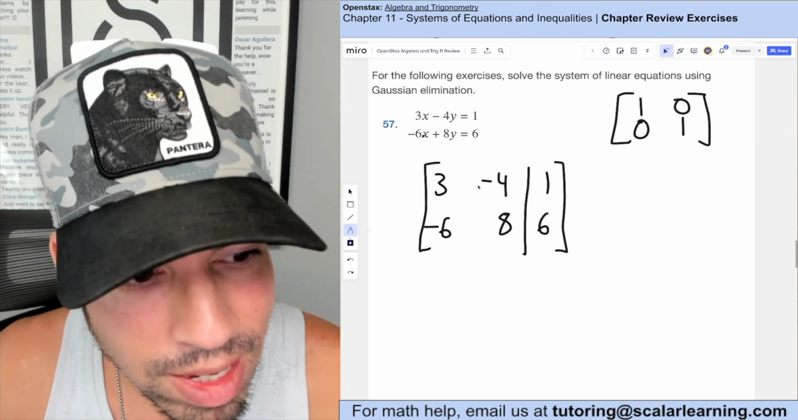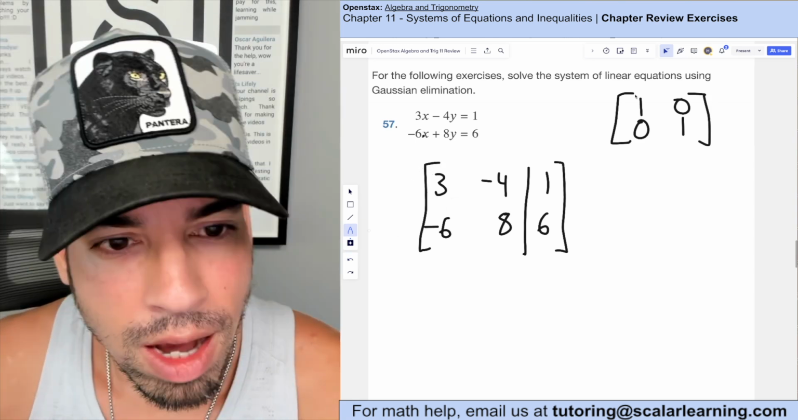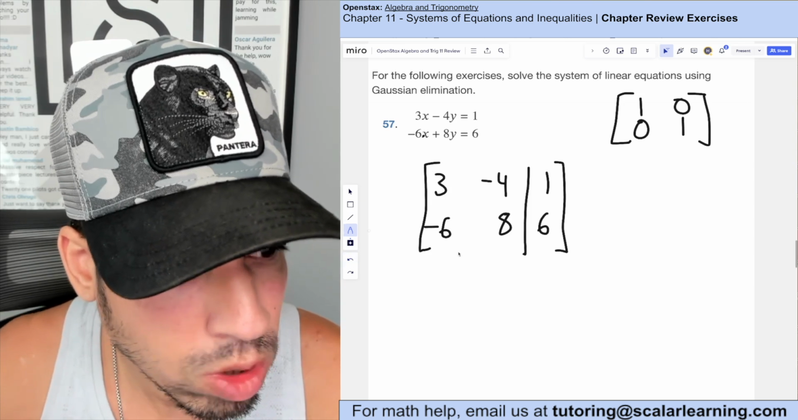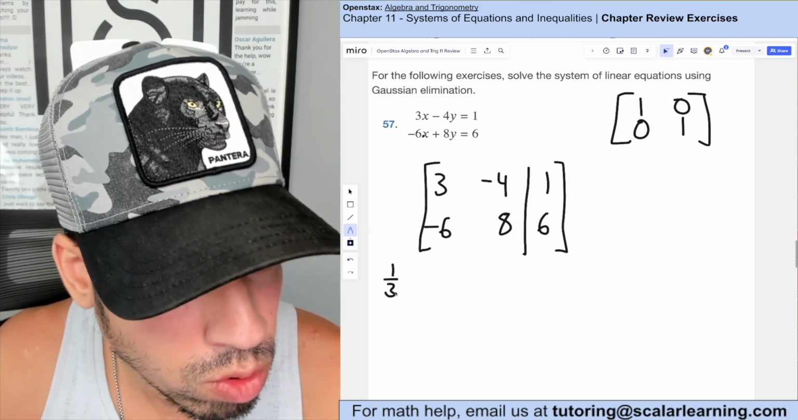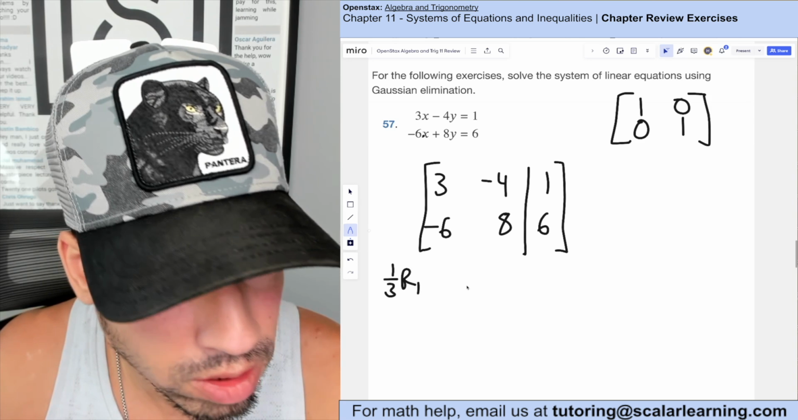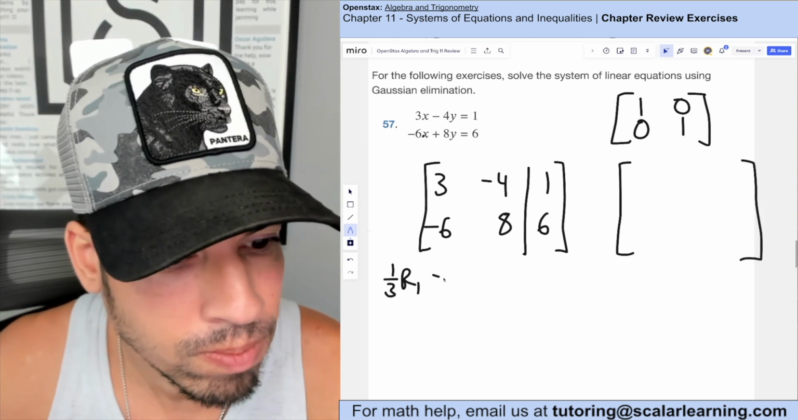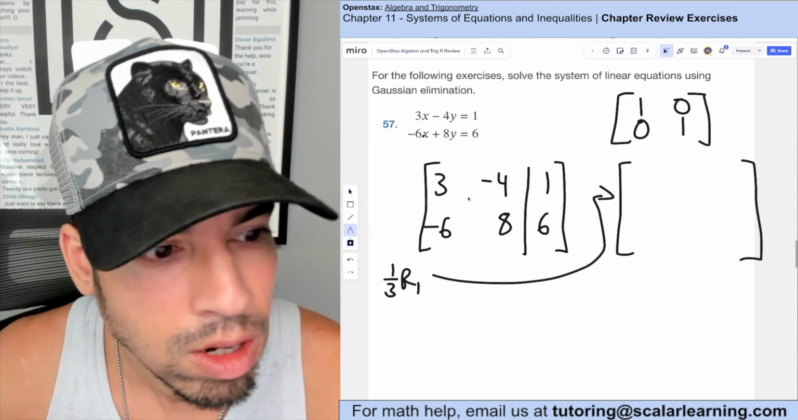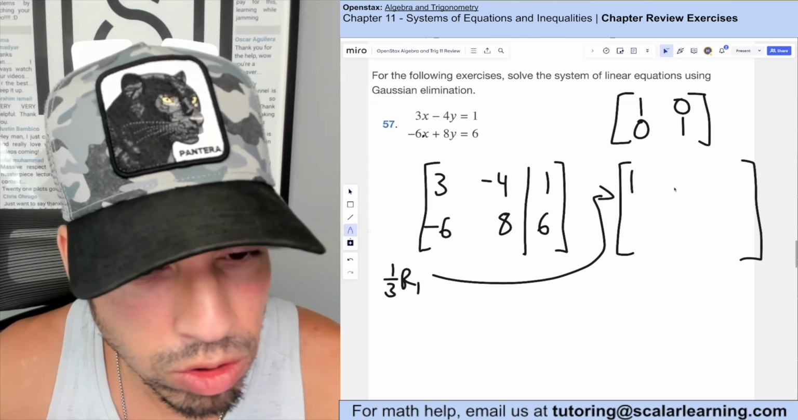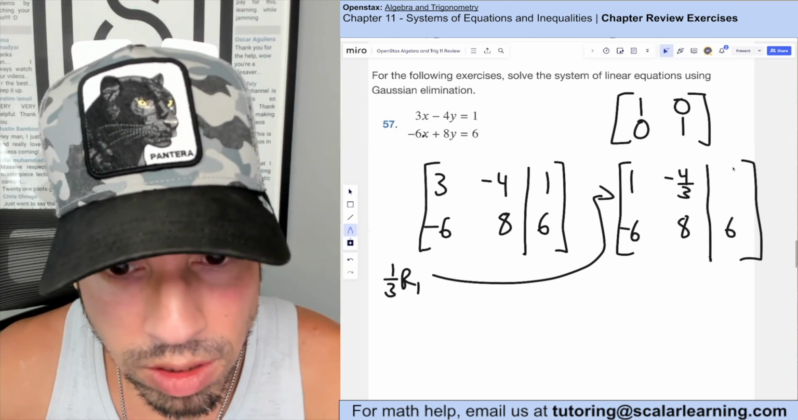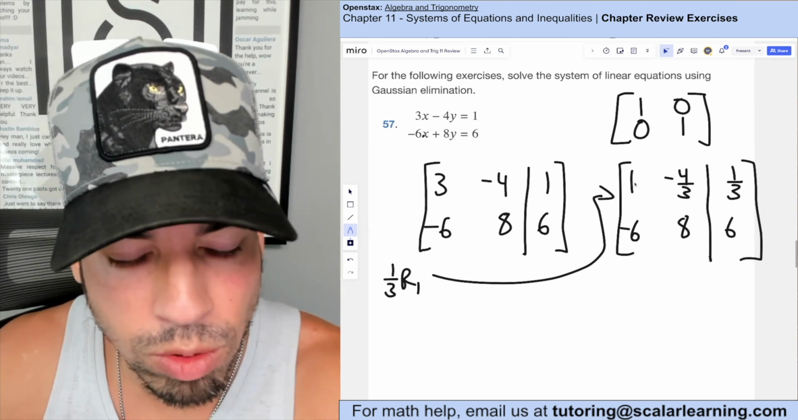So let's start with this position. I always like to focus on the 1s first in each column. So I want to get that to a 1. So what I'm going to do is multiply row 1 by 1/3 to get a new row 1. So we're going to rewrite it over here now, right? So we go boom like this. And then 1/3 times that is 1. 1/3 times -4 is -4/3. And of course, 1/3 times 1 is 1/3 as well. Cool. All right, so at least we got that.